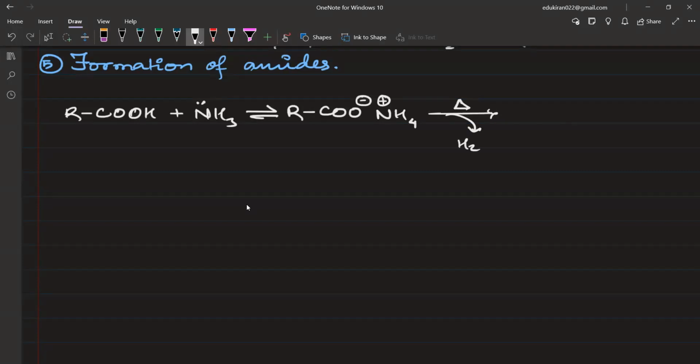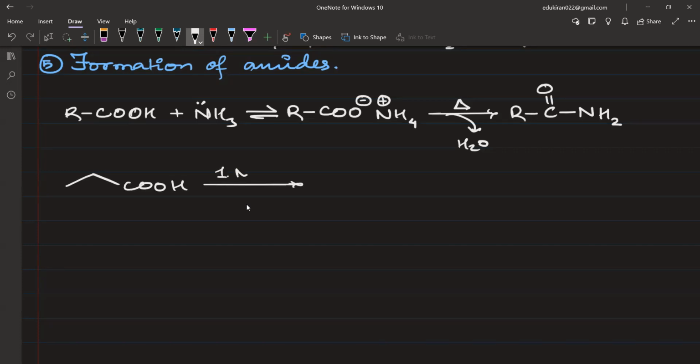Now, once you heat this, water will be removed. If you remove water, you will get an amide, a carbon doubly bonded to oxygen with NH2. So you will remain with RCONH2. If you have a carboxylic acid with 3 carbon atoms, the first step is NH3, the second step is heat, and then you will get CONH2, or you can also write this as double bond O, NH2.